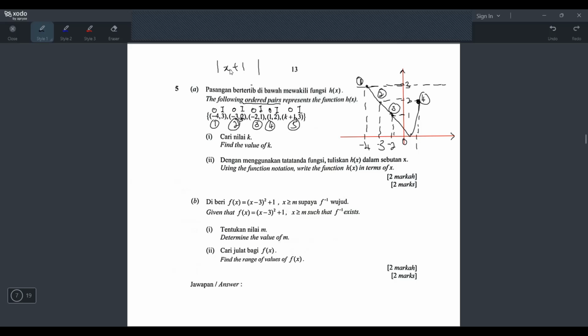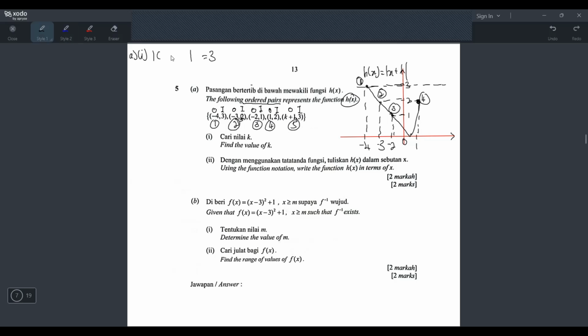And then same with this. When -2 is the object, you plus 1, you get -1, and you take the modulus, you get 1. Same thing here: when you take 1 plus 1, you get 2, and the modulus of 2 is 2. So what is the value of k? Very easy. You substitute into the equation. The function for h(x) is actually modulus of x plus 1. So now you just have to substitute the x with k plus 1 and the image with 3. So the whole thing equals 3.